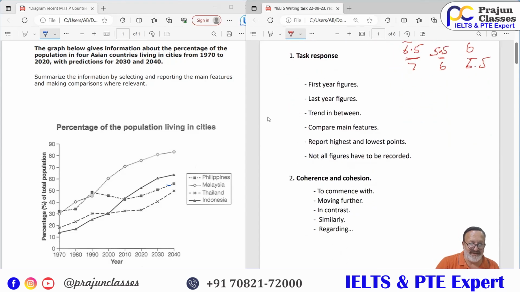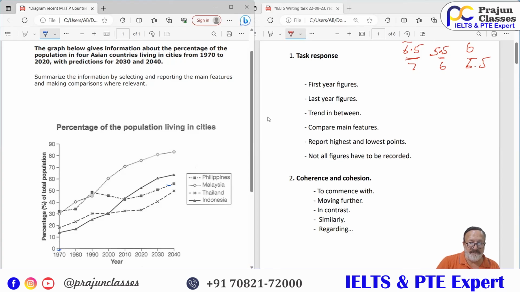Task response says that for line chart, you have to write the first year figures. Like here, you have first year is 1970. So 1970, you have to report all these 4 data, first year figures. This is compulsory. Then you have last year figures. So last year figures in this case is 2040. So you have to report this. And then the trend in between. How did the graph move in between? Whether it rose sharply, whether it rose gradually. So all that we have to mention in trends in between.